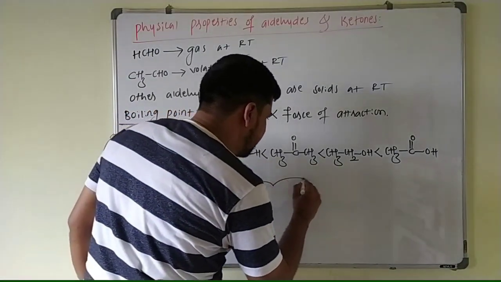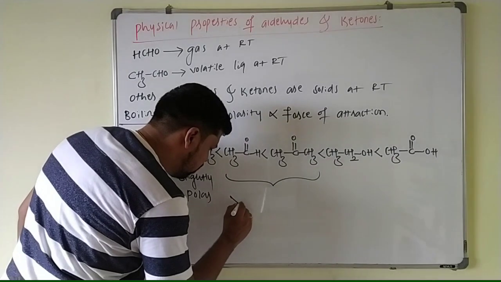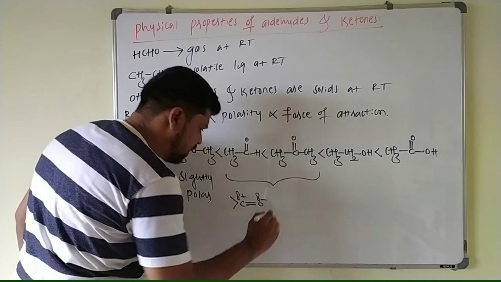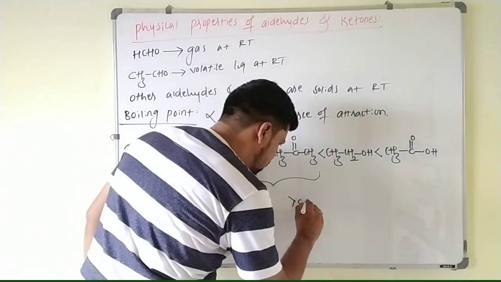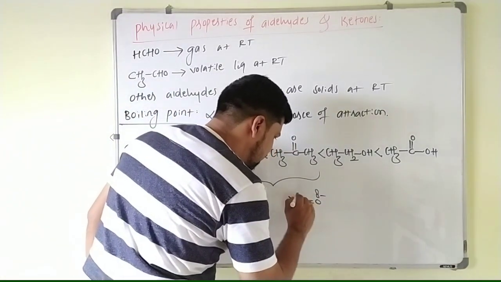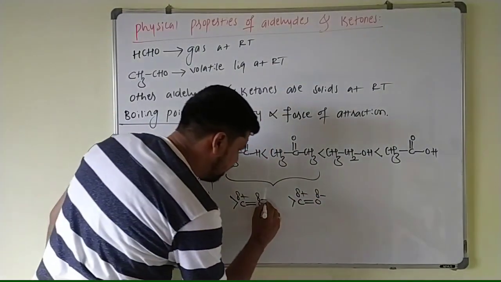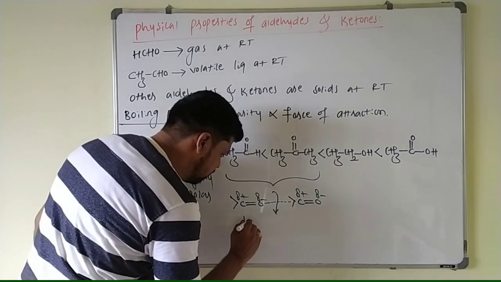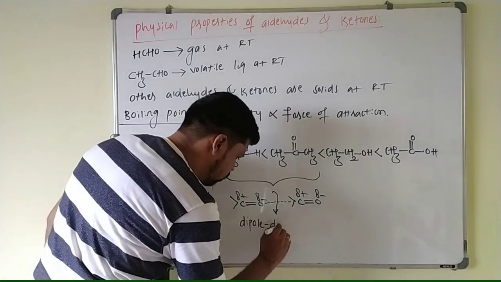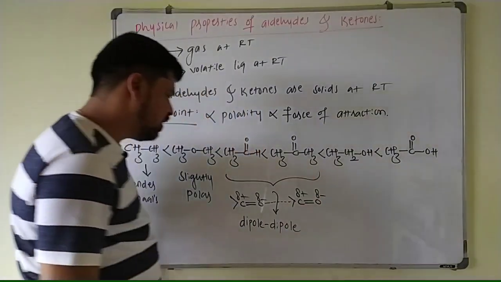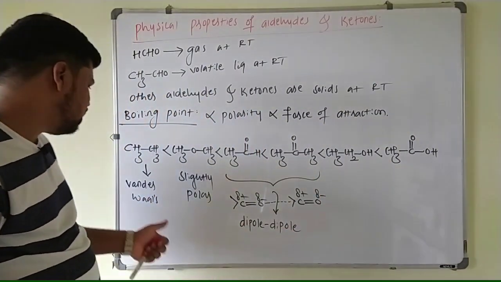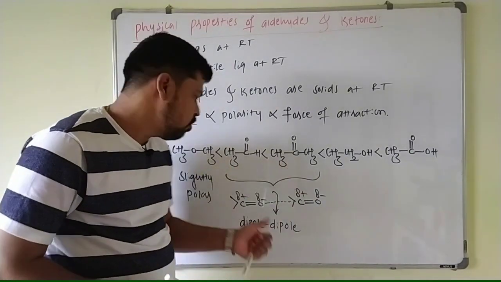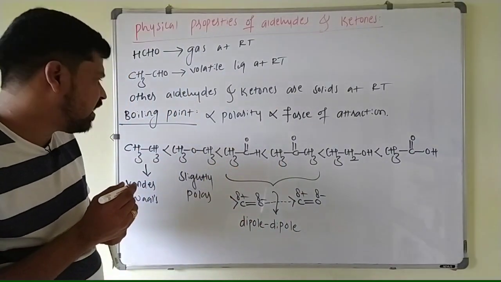These aldehydes as well as ketones have a polar carbonyl group like this. This is a partial negative charge and this will be partial positive. If I write another carbonyl group, this is partial negative and this is partial positive, and these two carbonyl groups are held together by what? Dipole-dipole interaction. So this dipole-dipole interaction is stronger than the van der Waals force of attraction, hence the boiling point of aldehyde and ketone is more than the corresponding alkanes here.